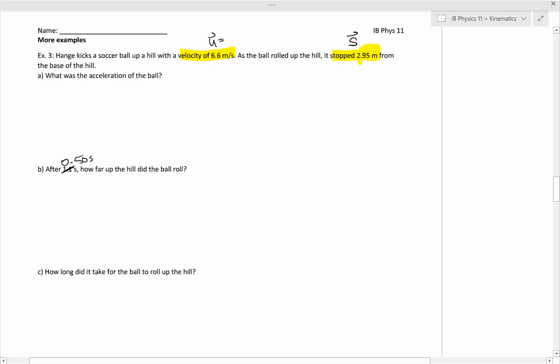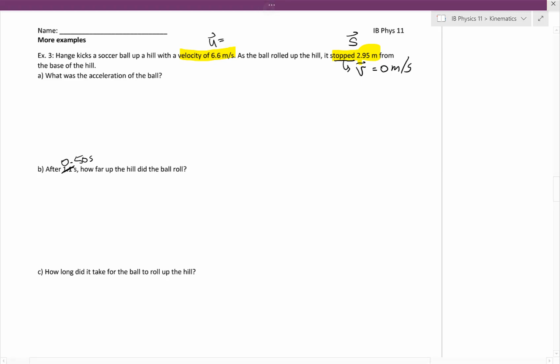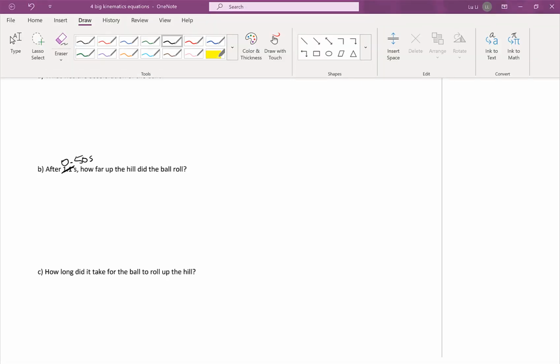This also tells us one other thing. As it rolls up the hill, eventually the ball stops, right? And once it stops, we know that at that point, our velocity is 0. Question A is asking for the acceleration.